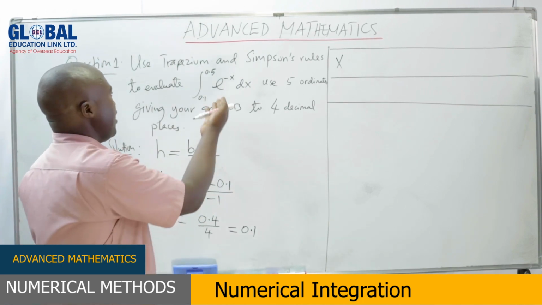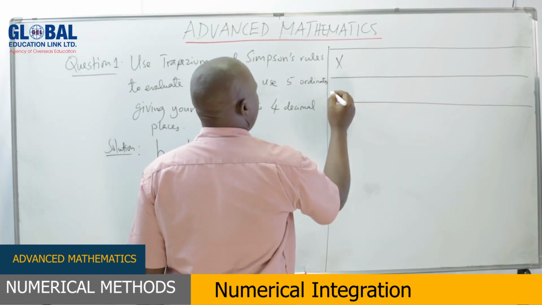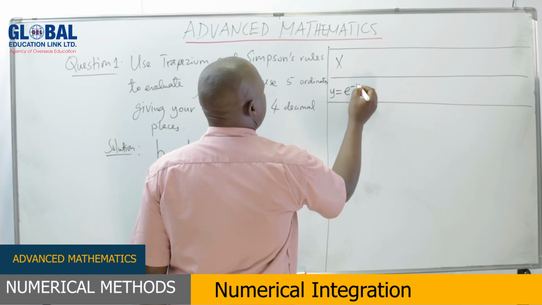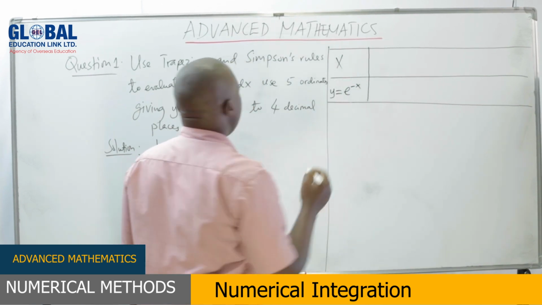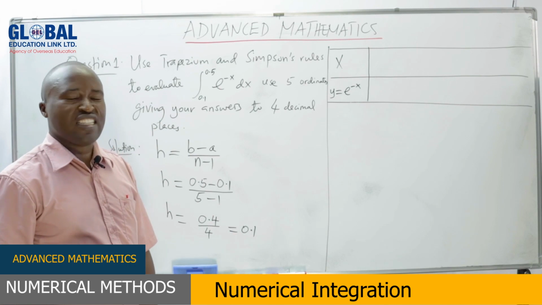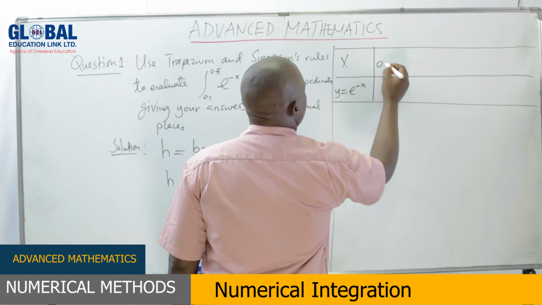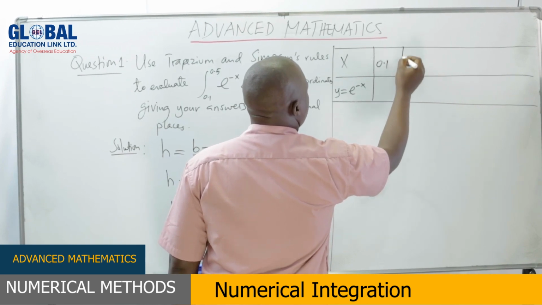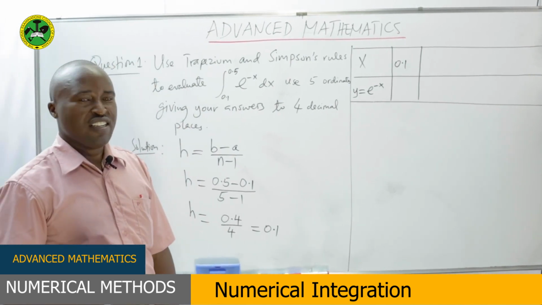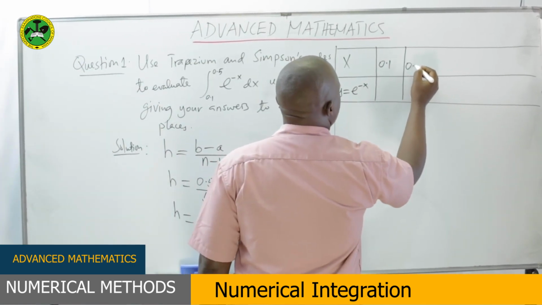Our function is y is equal to e raised to negative x. So where is our starting point, my dear student? We are starting with 0.1. That is the lower limit. That is our starting point. Then we go for the interval of 0.1. So that is 0.1 times 2, that will be 0.2.